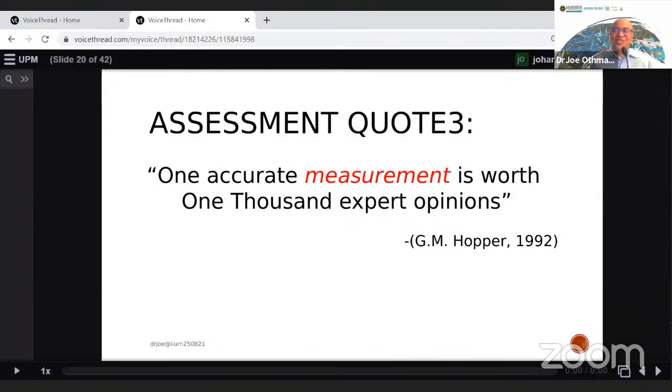One accurate measurement is worth 1,000 expert opinions. You see, some of the anti-vaxxers, they don't look at statistics. The latest statistics, not just in Malaysia but in the whole world, show that 95% of those hospitalized are not vaccinated. Only less than 5%, maybe 2-3%, or maybe 1%.